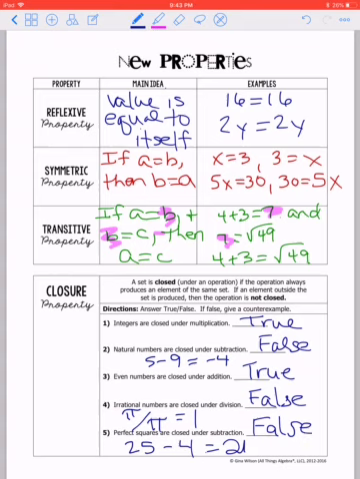Okay? So this concludes your notes. Make sure you have these copied down or printed out and copied. And then come to class ready to do some work.